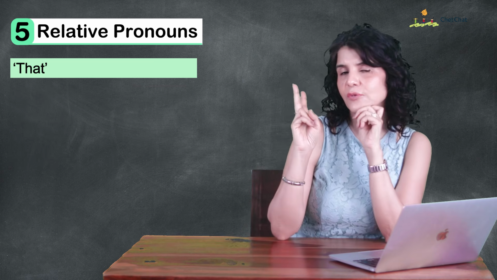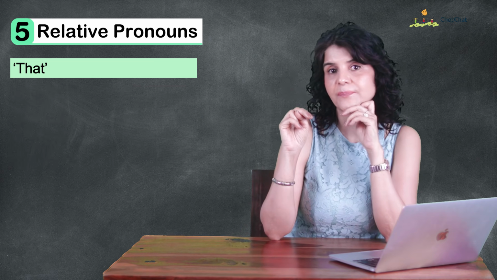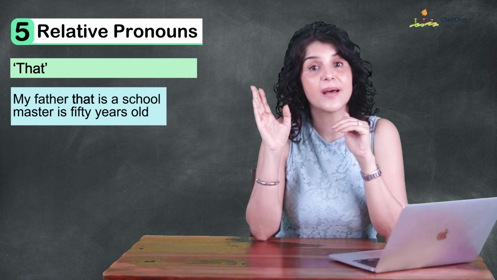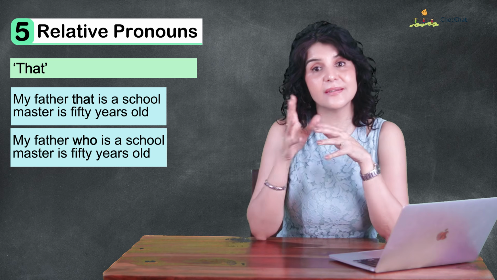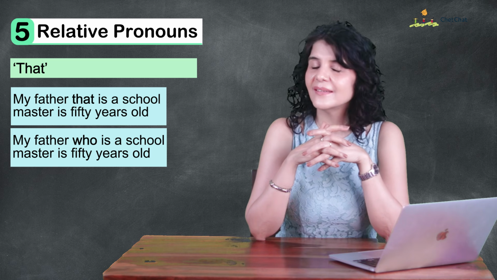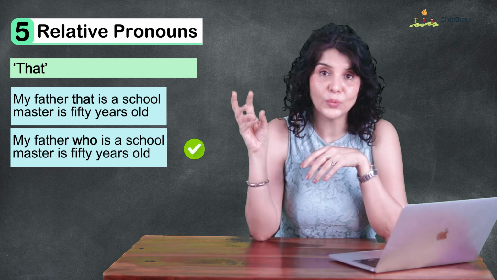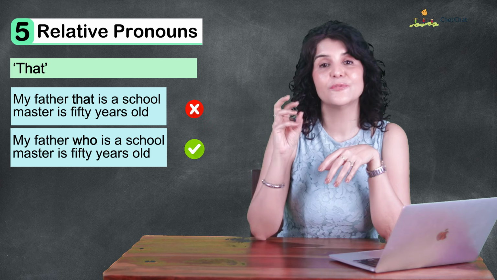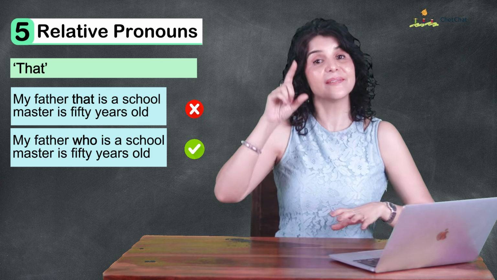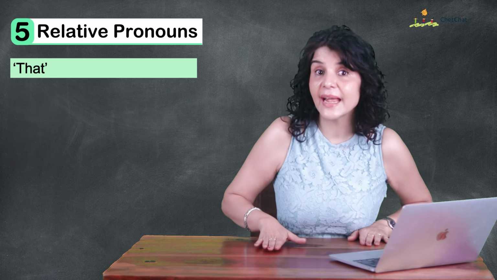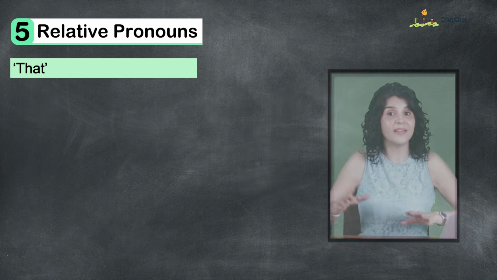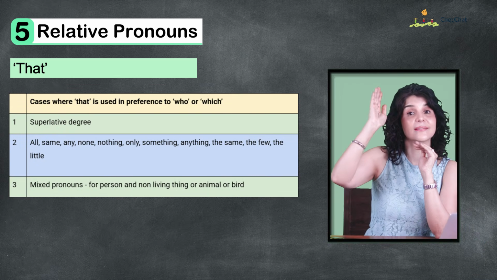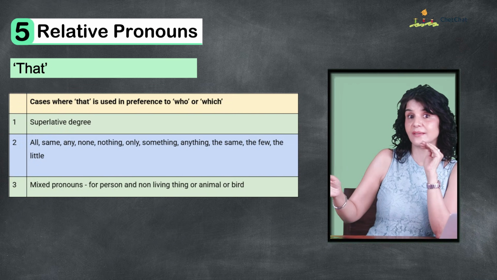Now, see these two sentences and tell me which one is correct. My father, that is a schoolmaster, is 50 years old. My father, who is a schoolmaster, is 50 years old. In such cases, we would use who, since who is more appropriate for living beings. But there are certain cases in which that is used in preference to who or which. Here is the list. We're going to discuss them one by one, but take a screenshot.